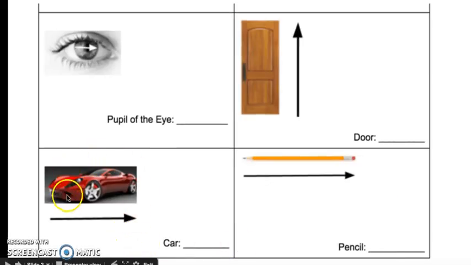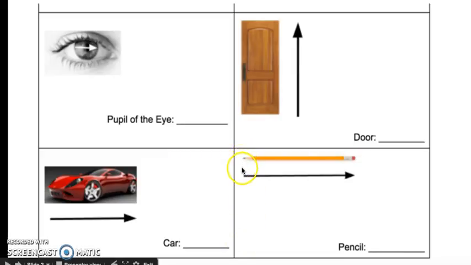Now let's look at the car. If this were a real car and we were going to measure it from the front of the car to the back of the car, what unit would we use? Think of your car. If you have a car at your home, or if you know somebody that has a car, how would we measure that? Would we use millimeters, centimeters, or meters? Write your answer on the line below. Press pause, press play when you're ready to go on.